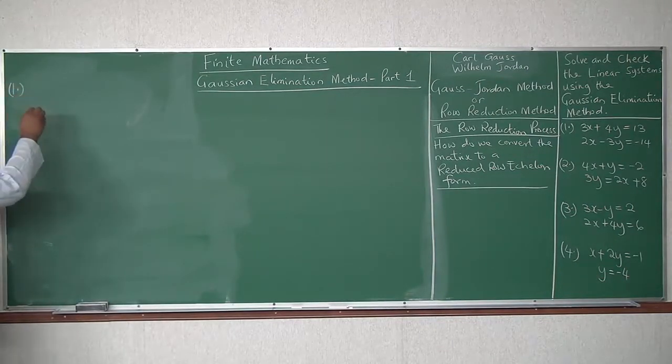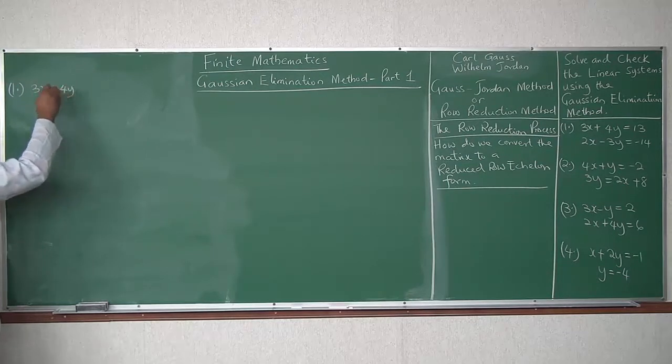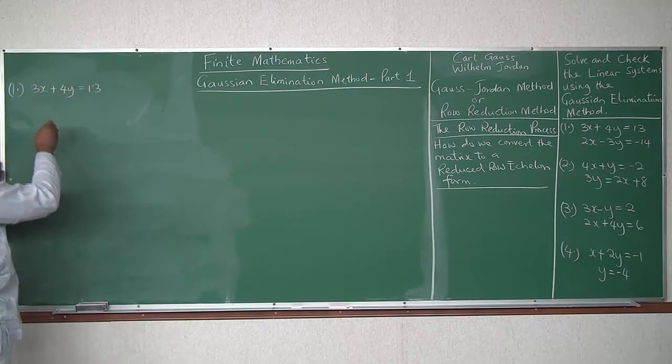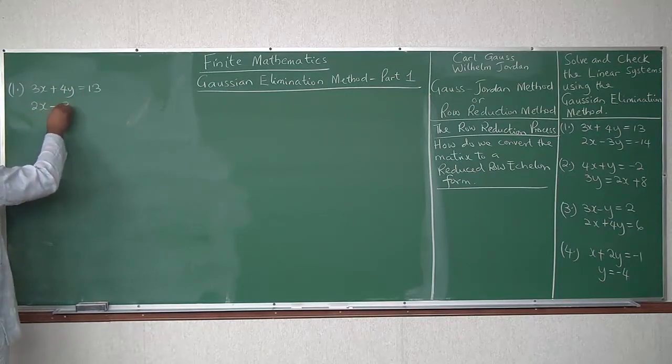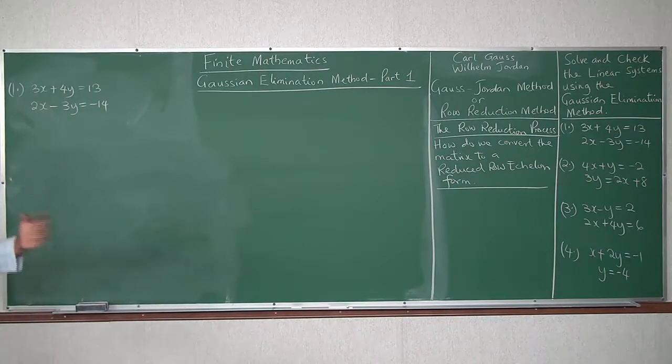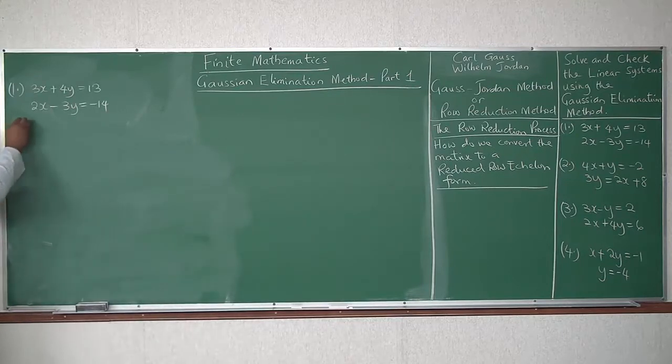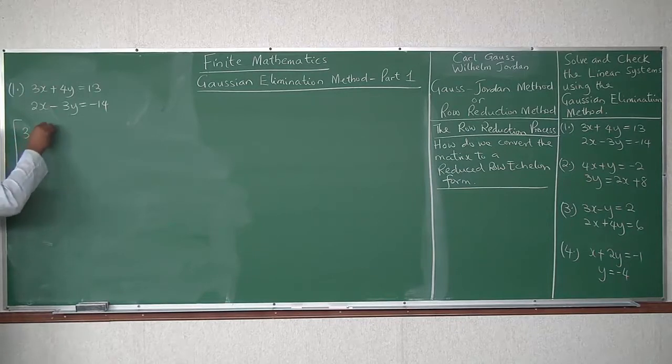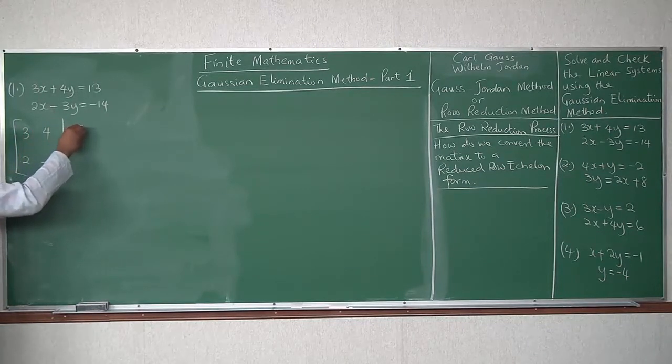Question 1, we have 3x plus 4y equal to 13. This is equation 1. Then we have 2x minus 3y equal to negative 14. So we look at this, we try to go over the steps. The variables are complete, the variables are aligned, the constants are aligned. And can we simplify it? 3, 4, 13? No. 2, negative 3, negative 14? No, we can't simplify it. So we just go ahead and write it as an augmented matrix: 3, 2, 4, negative 3, and this is 13, negative 14.